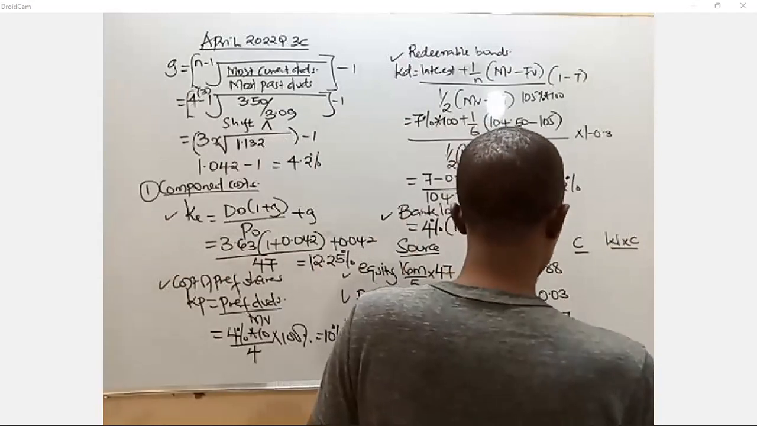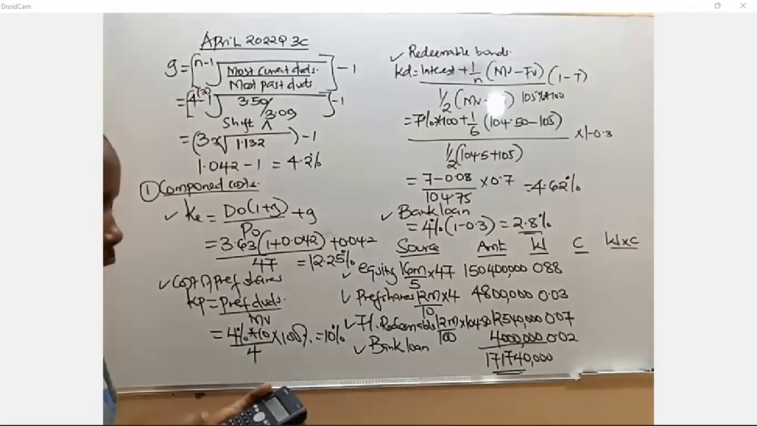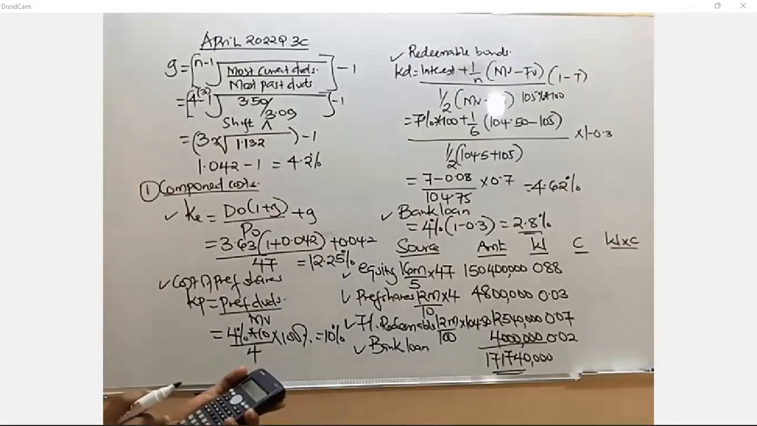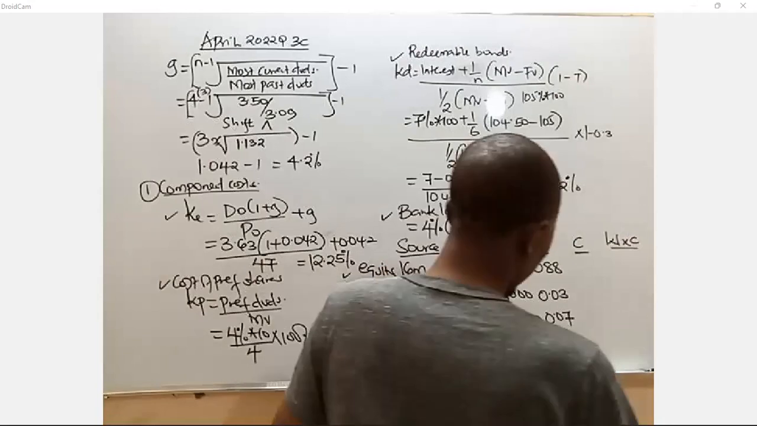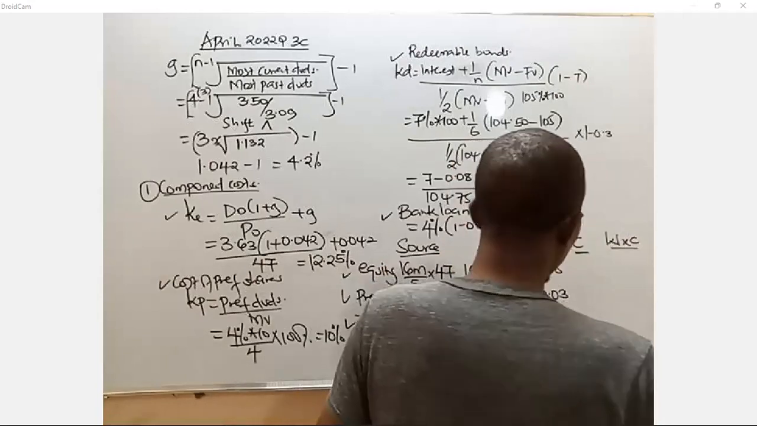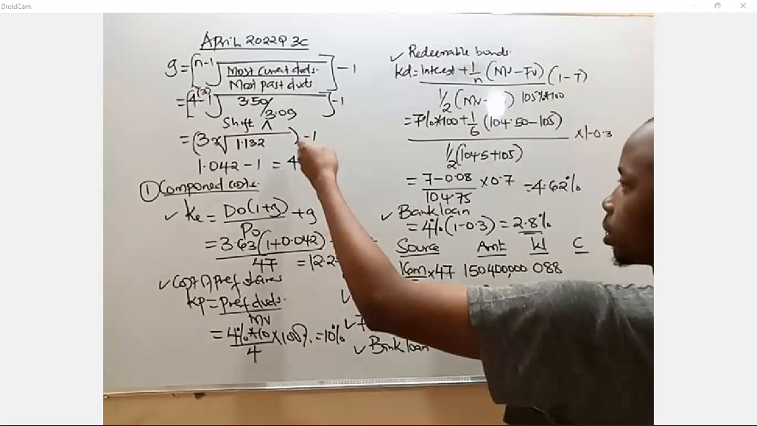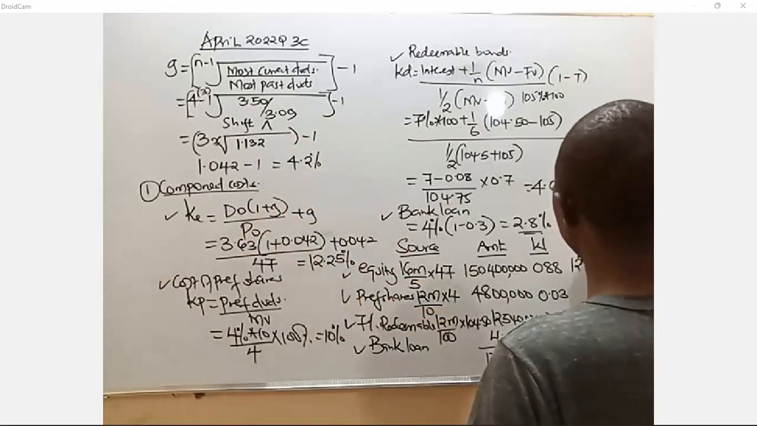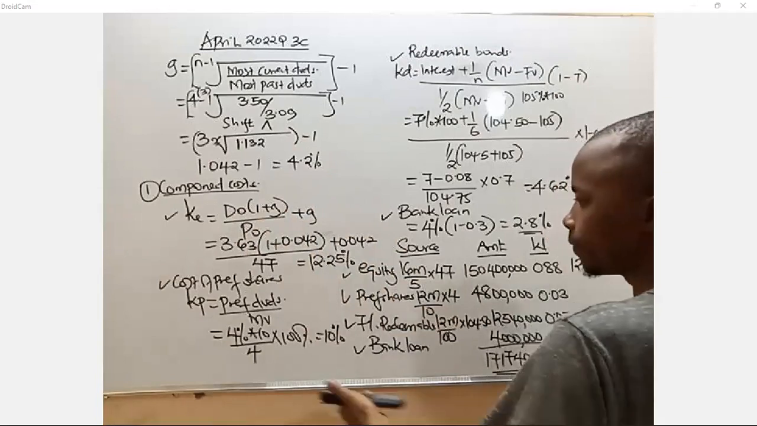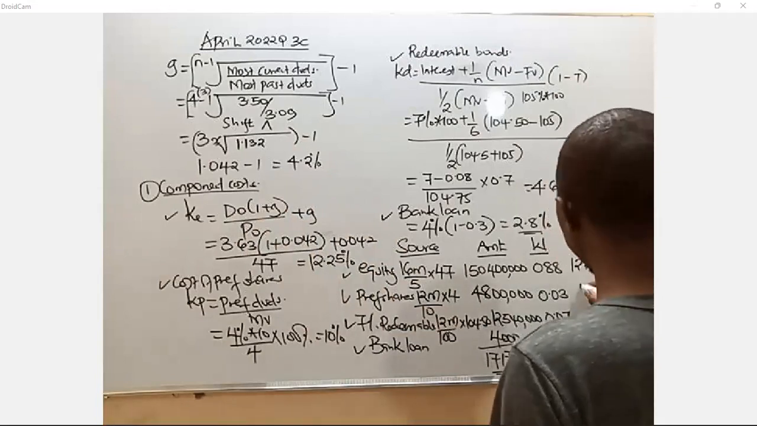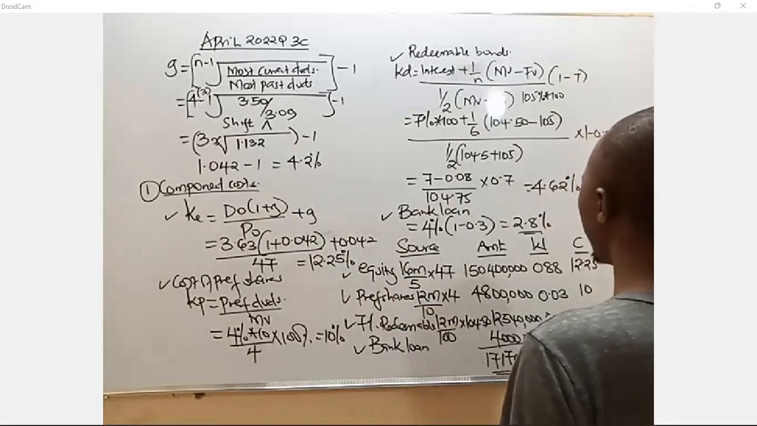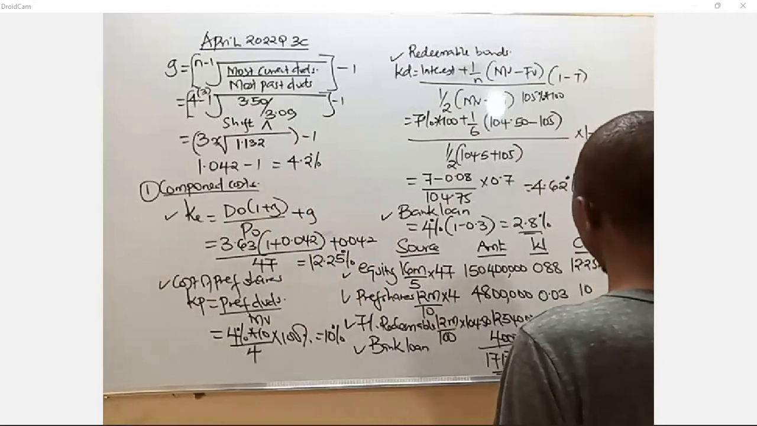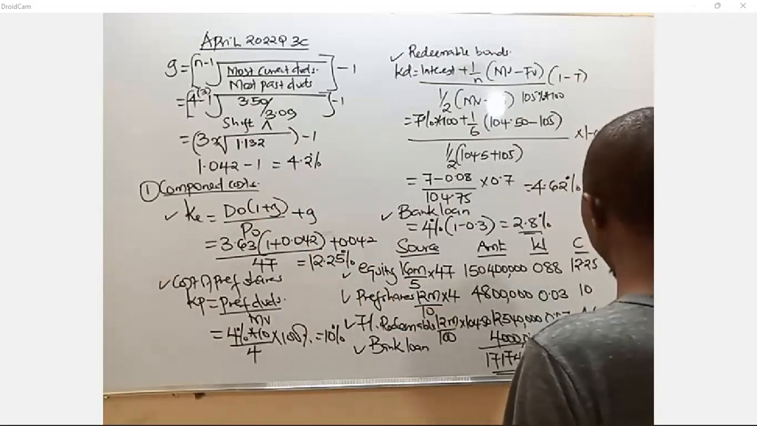Let us check whether we can total to 1. So 0.88 plus 0.03 plus 0.07 plus 0.02, we are getting 1, correct? Then from there, just copy my component costs. I was able to compute the cost of equity, 12.25. The cost of the preference shares is 10. We have the redeemable bonds, 4.62. Then the last one should be 2.8%.